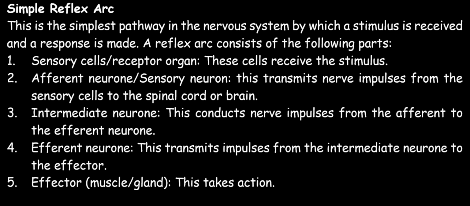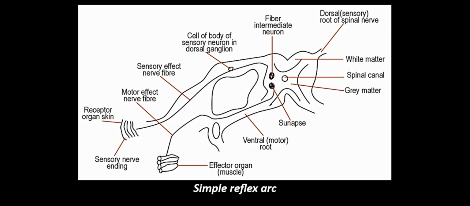Now we are going to be looking at the diagram of a simple reflex arc. So in this diagram, we have the simple reflex arc. And in this diagram, we can see the sensory cells or the receptor organ. And here, the skin has been labeled as the receptor organ. And we can also see the sensory neuron or the sensory nerve fiber, which has been labeled there.